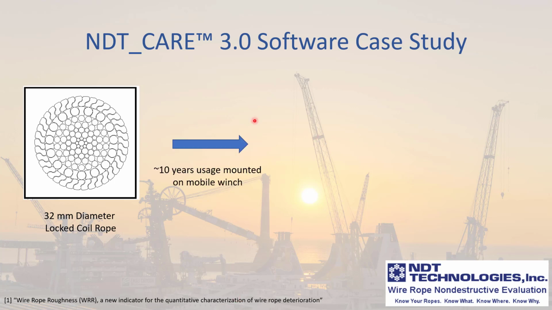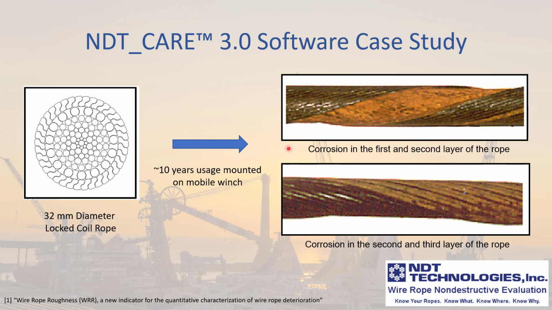Given this construction, we looked at a rope that had been mounted on a mobile winch and was in service for approximately 10 years. Visual inspection of the rope showed corrosion in the first and second layer of the rope, as well as corrosion in the second and third layers. Let's now evaluate this rope test data using the NDT Care version 3.0 software.